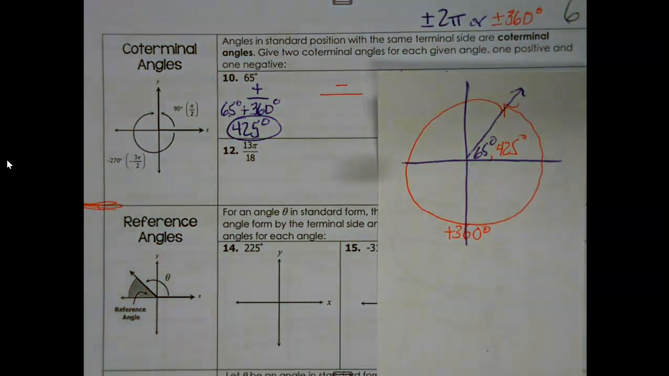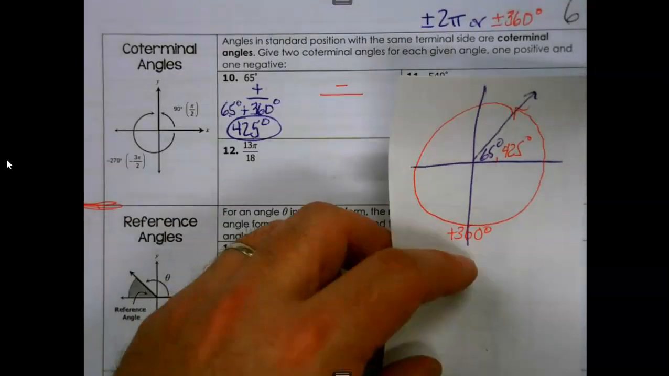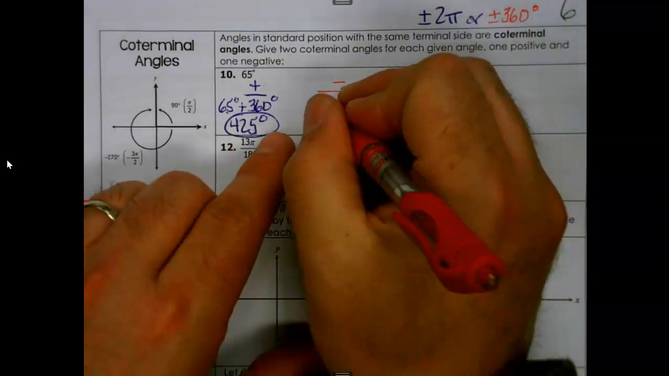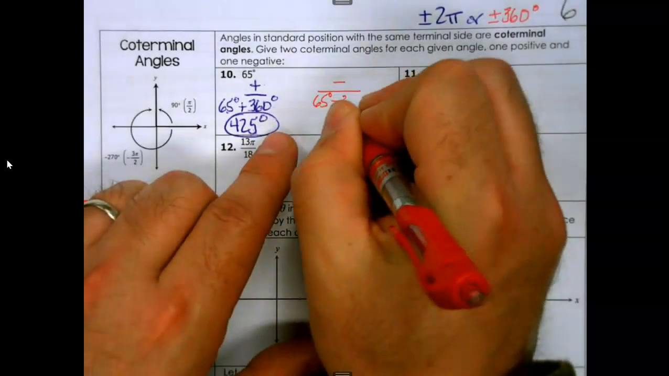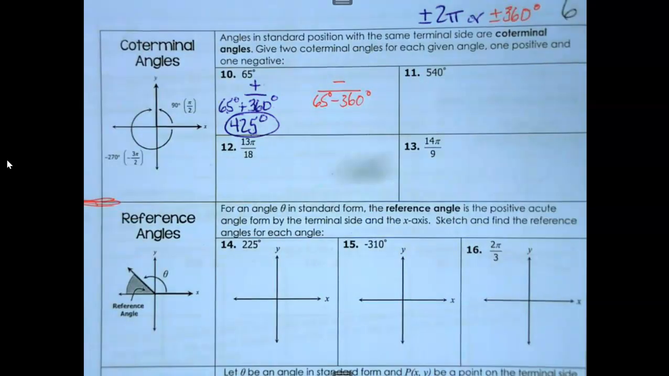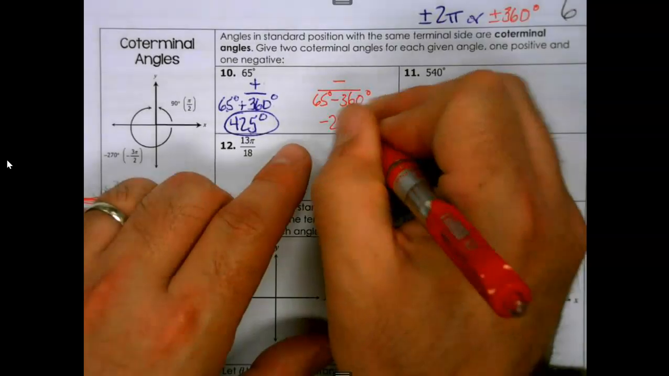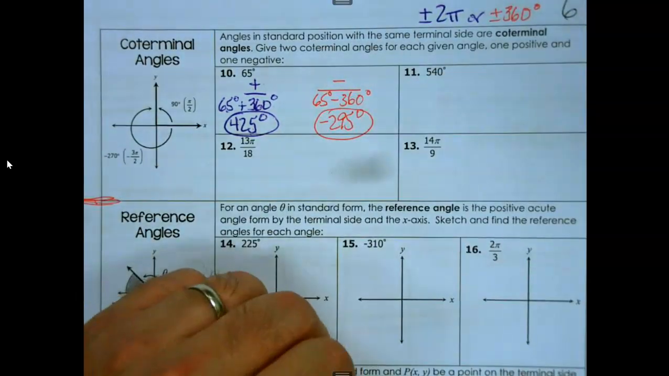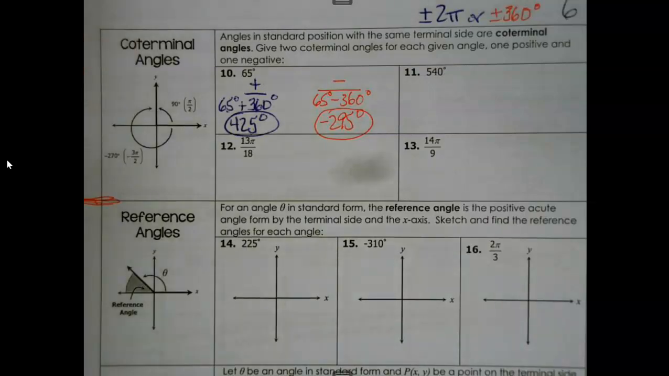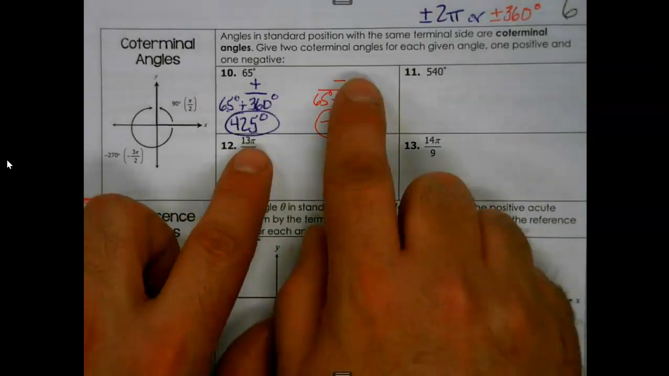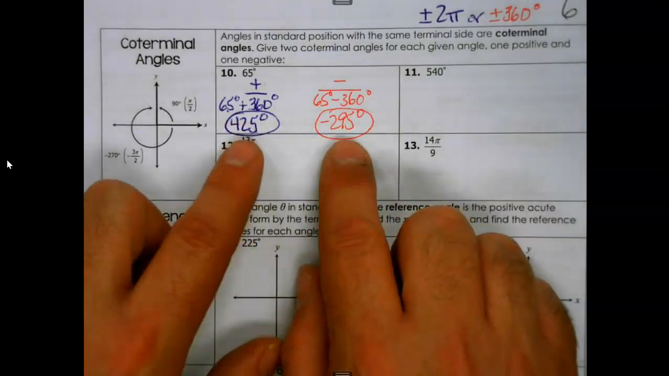Okay, so now we're going to take away 360. On the negative, we're going to do 65 minus 360. But they'd still all end at the same place, which is kind of weird. But the one thing you've got to remember with these is, if you're asked for one positive and one negative, they actually have to be positive and negative.